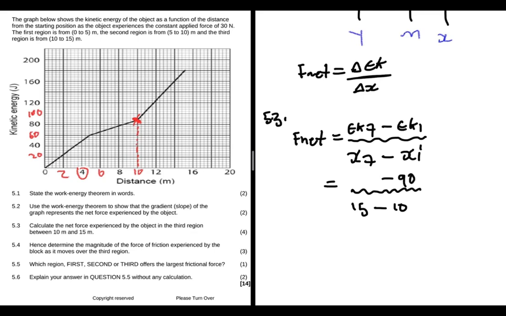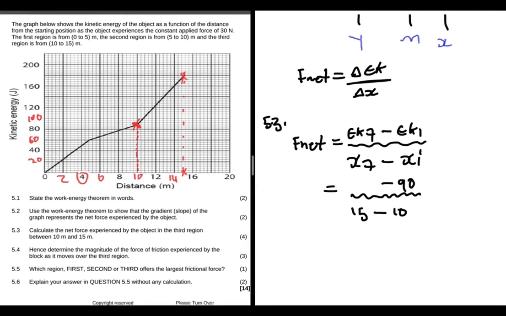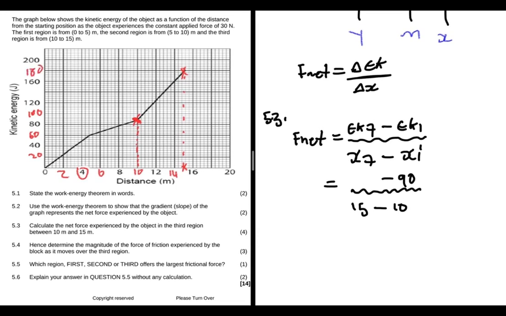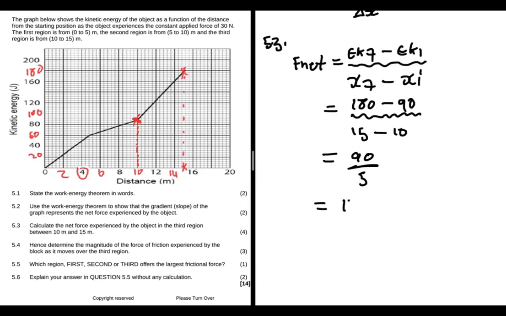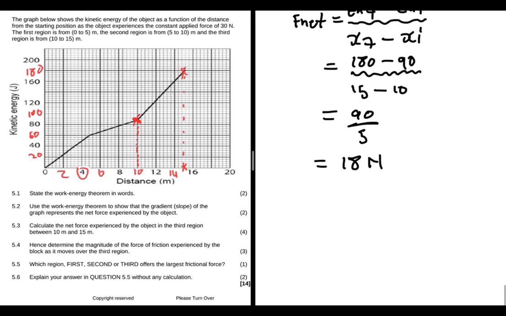Now let's come to EK final. This is 10, 12, 14, so 15 is somewhere here. Let's go up and see where we end up. We end up at around, this is 160, so this is 180 here. So 180 minus 90 is 90. And 15 minus 10 equals 5. So 90 divided by 5 equals 18. So F net between 10 and 15 is 18 newtons.